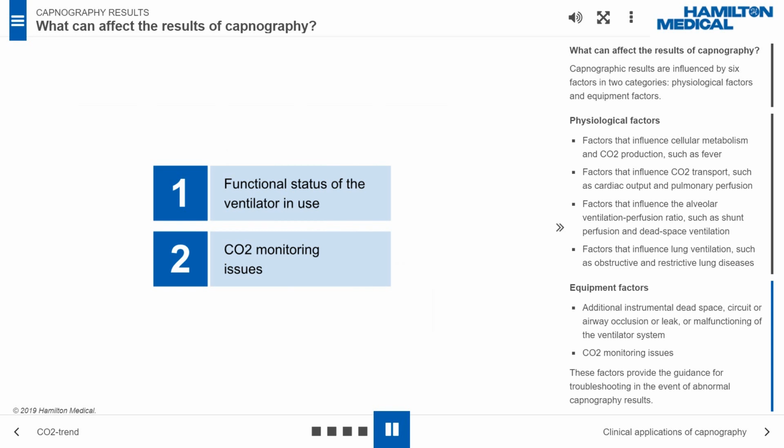Equipment factors. Additional instrumental dead space, circuit or airway occlusion or leak, or malfunctioning of the ventilator system. CO2 monitoring issues. These factors provide the guidance for troubleshooting in the event of abnormal capnography results.